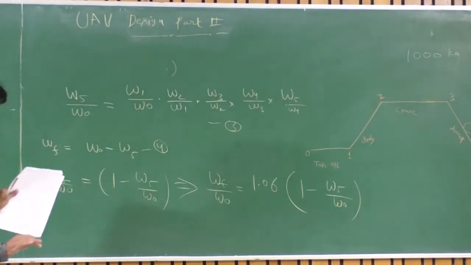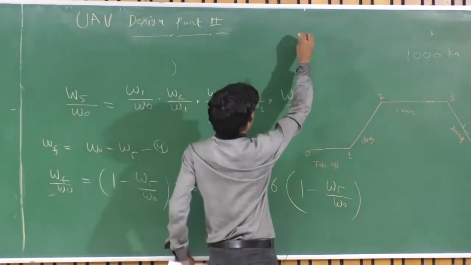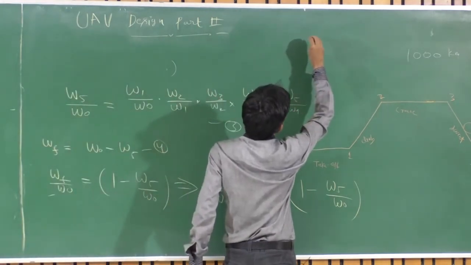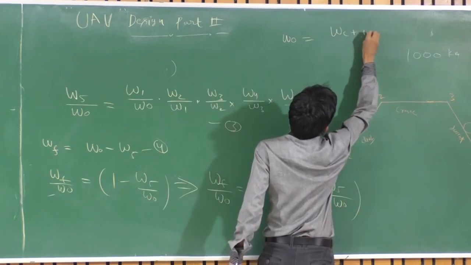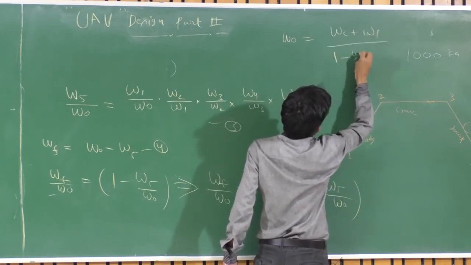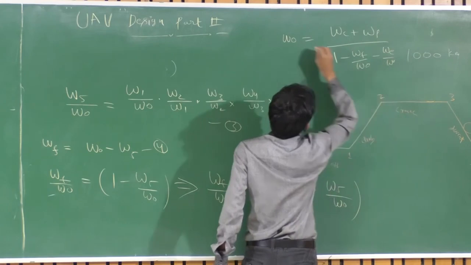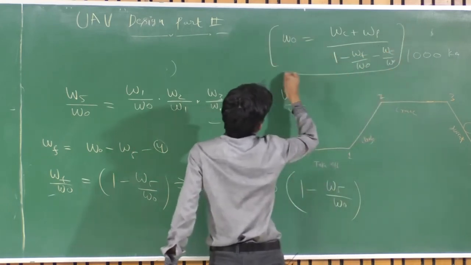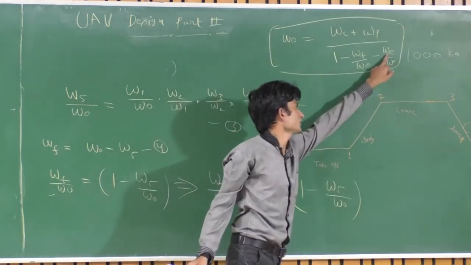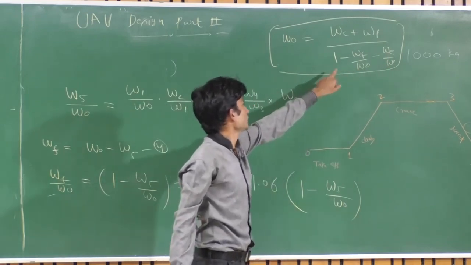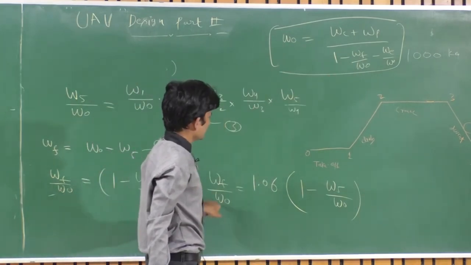So you can slowly observe what I am doing. If you go back to when I started the lecture, I wrote W0 equals WC plus WP over 1 minus WF by W0 and WE by W0, if I'm not mistaken, to estimate the weight of the aircraft. So we don't have WF by W naught. From the literature survey, we got WE by W naught, but at that time we didn't have WF by W naught. So you can see now we are finding WF by W naught. For that we need WF by W naught.